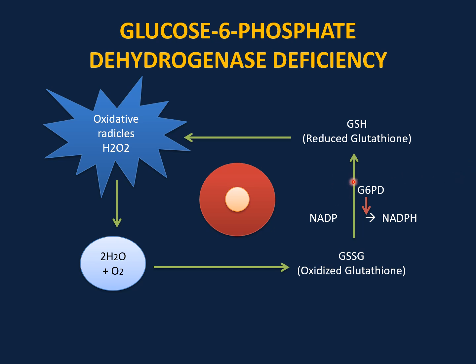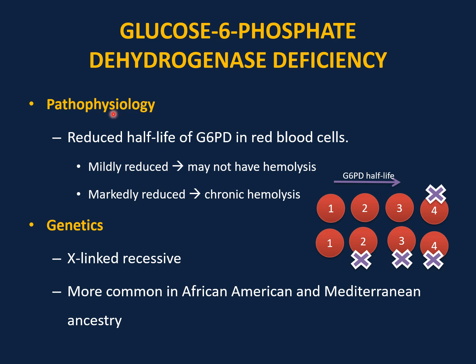So if you have deficiency of G6PD, you will have less reduced glutathione, so the red blood cells will be injured by these radicals and it will cause hemolysis. Pathophysiology of G6PD deficiency is reduced half-life or deficiency of G6PD in the red blood cells. Mildly reduced G6PD may not experience hemolysis. Markedly reduced G6PD usually presents with chronic hemolysis. These are the patients that are sick most of the time.